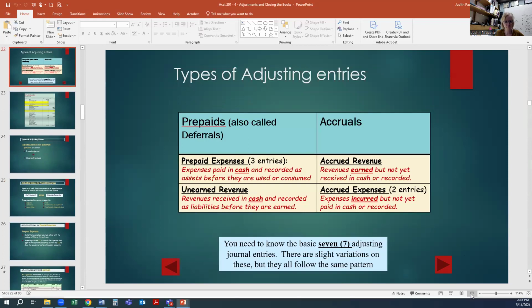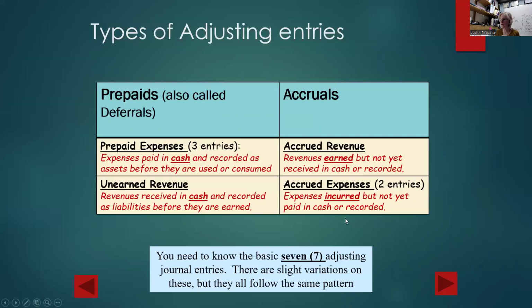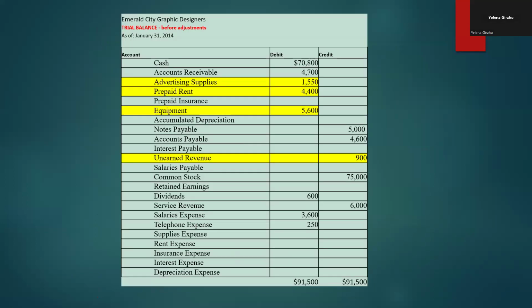All right, so you want to go over the prepaids and then the accruals? Is that correct? I'm just wondering if there's certain names, like for example, the 4 prepaid accounts are advertising supplies, prepaid rent, equipment, and unearned revenue. I'm just reading it off of here. I'm trying to organize it in my head, and I've gone through the PowerPoints and I'm just not getting it for some reason.